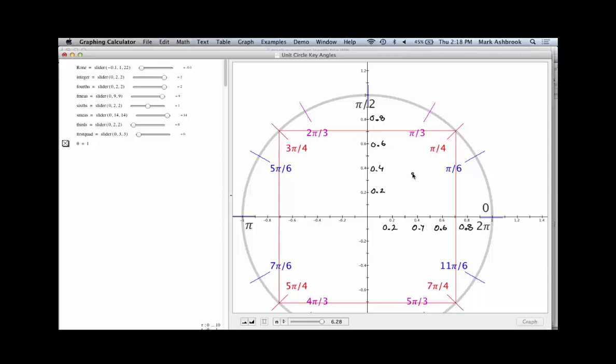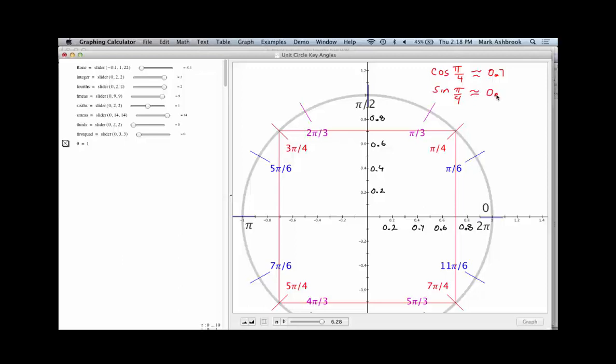Nina, what would you estimate the cosine to be of pi over 4 by looking at the picture? 0.7. She said 0.7. What do you think? Yeah, so here we see that its horizontal distance to the right is pretty close to 0.7. What about the sine? Same? Looks about the same. So there's our estimates. Are we good? Everyone agree with that?